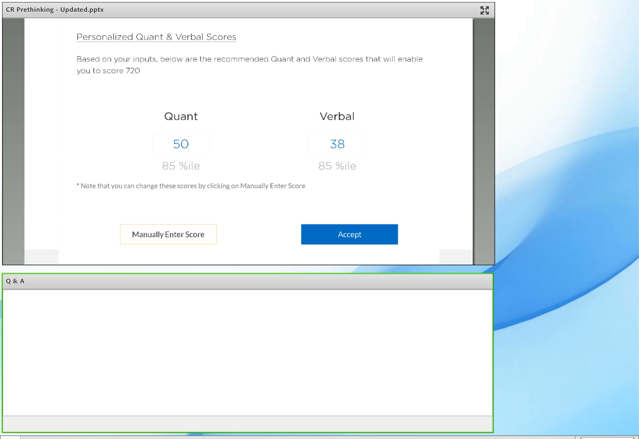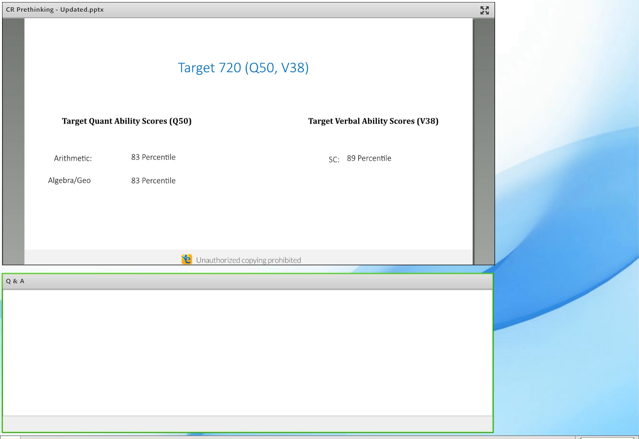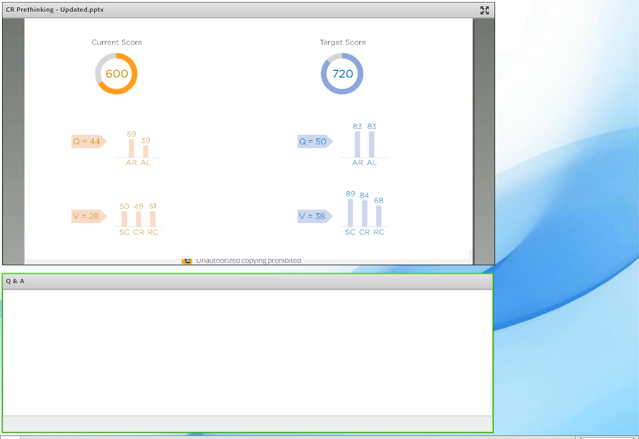For every student, this goes through about 10 to 15 combinations for each score before it recommends the most likely score. Then it takes your starting abilities in both quant and verbal, and it defines your target abilities in quant and verbal. So to hit a Q50, this student should hit an 83rd percentile in arithmetic and algebra geometry, and an 89th percentile in SC, 84th percentile in CR, and a 68th percentile in RC.